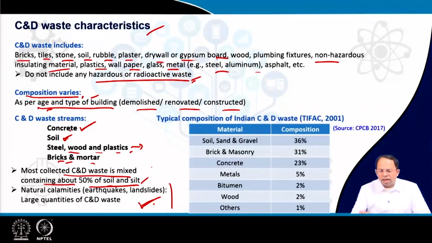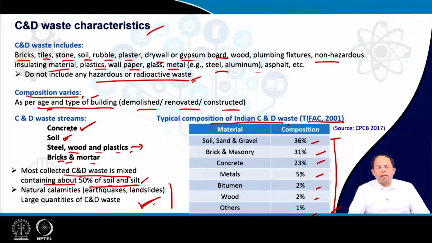So roughly, as per TIFAC 2001, the typical composition of Indian C&D waste is given, where soil, sand and gravel is around 36%, brick and masonry is 31%, concrete 23%, metal 5%, bitumen 2%, wood 2% and others 1%. So accordingly, we can also plan our waste processing systems.